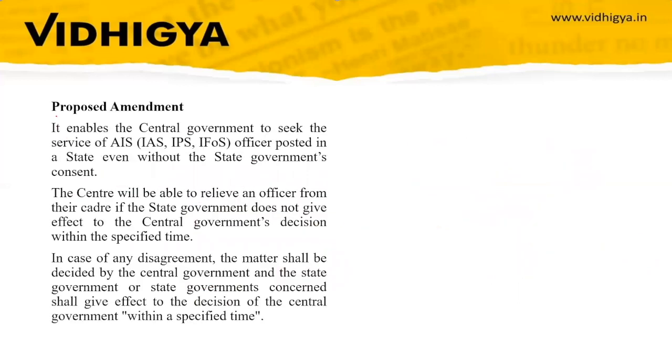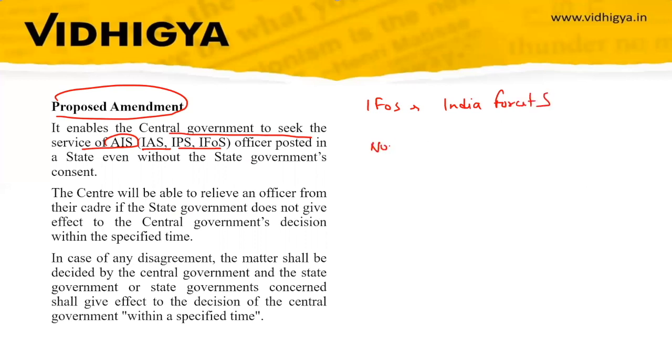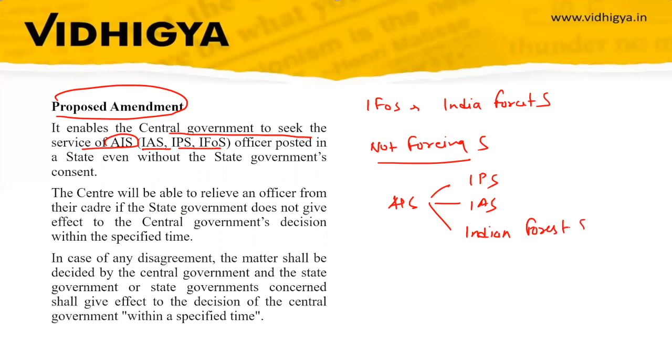So what are the proposed amendments? It enables the central government to seek the services of All India Services officers, that is IAS, IPS, IFoS. This IFoS is the Indian Forest Service and not the Foreign Service. So there are three All India Services, that is IPS, IAS, and the Indian Forest Service.